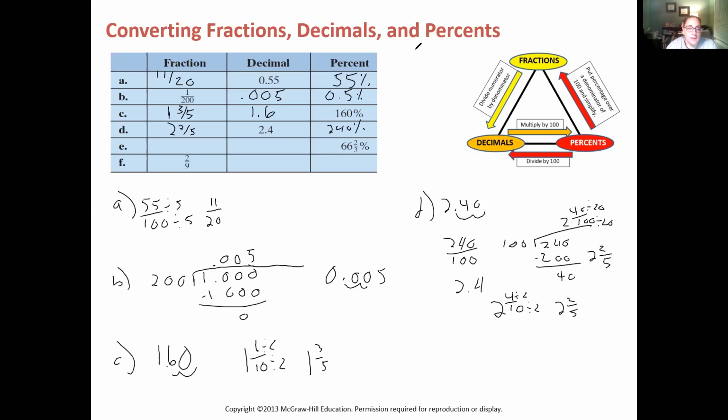All right, for letter E, they're giving us 66 2/3%. We need to figure out the decimal and the fraction. So for E, let's turn it into an improper fraction. 66 times 3 is 198, plus 2 is 200, 200 over 3. And once we do that, 200 over 3, I'm going to do times 1 over 100.